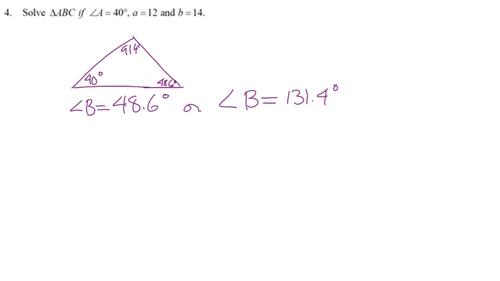Okay, so what do we say? This was 91.4. We're going to call this A. This will be B. This will be C. This will be little c. Little b is 14. Little a is 12. So we've solved this triangle for angle B.